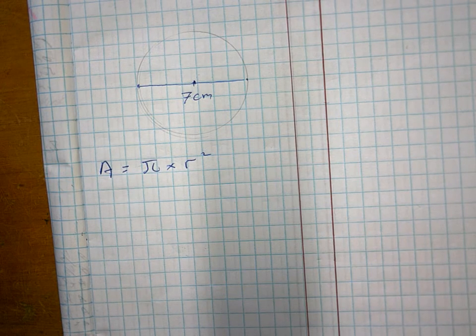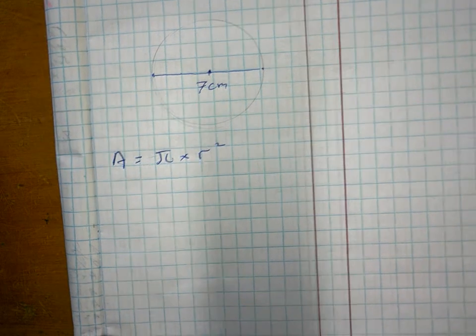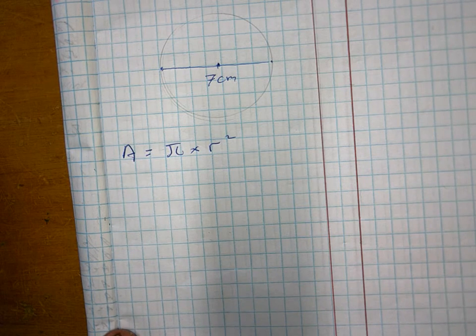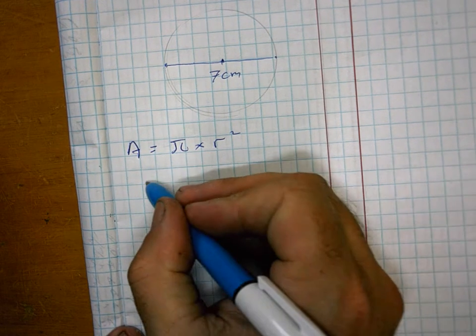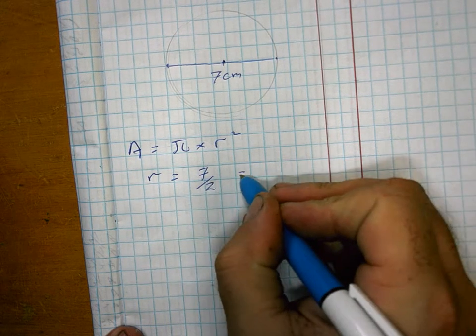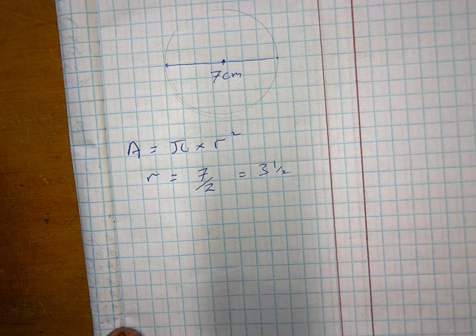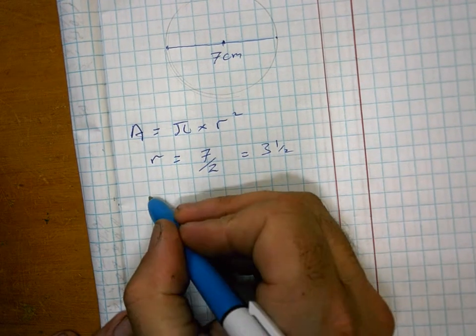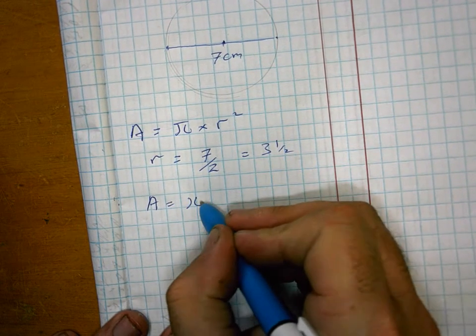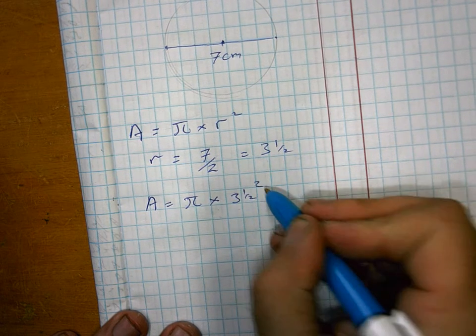I write that every single time. It's really important to write it down. That way you know what formula you're using. Don't do it in your head. Now the next thing is, what's r? r is 7 divided by 2, which is 3.5. You can call it 3.5 if you like. So the area is pi times 3.5 squared.